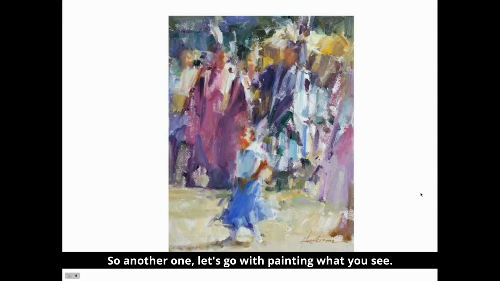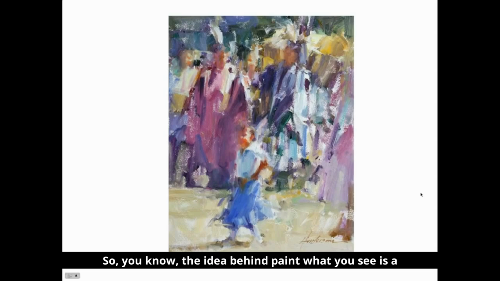So another one, let's go with painting what you see. Now, that's another one with a kernel of truth, but the problem here is with the seeing. This is basically a seeing problem that often turns into a painting problem. So we have to accept that we do not see everything in front of us. Our brains process the information on a need-to-know basis. So we don't necessarily quantify all the values and the colors, and we certainly don't quantify and assess the types of edges that are in our visual field.